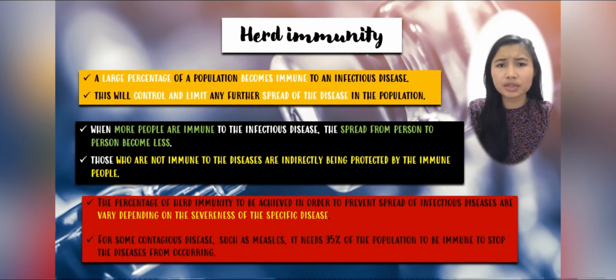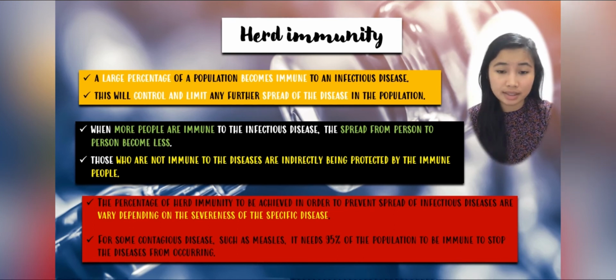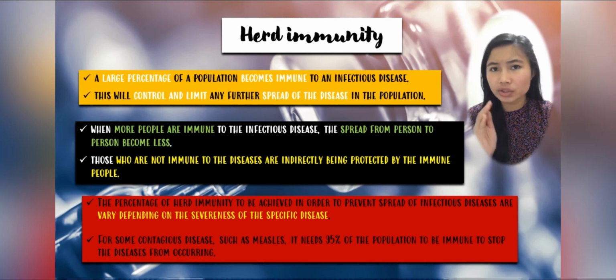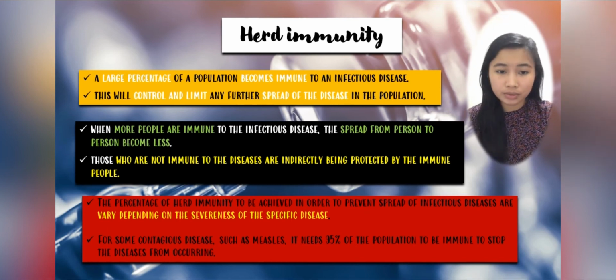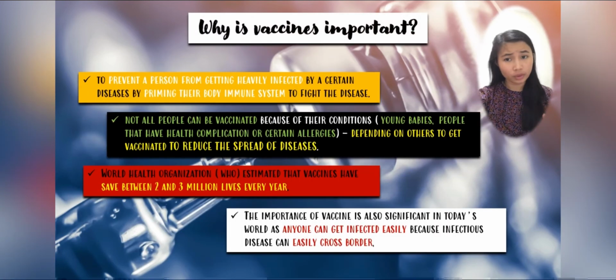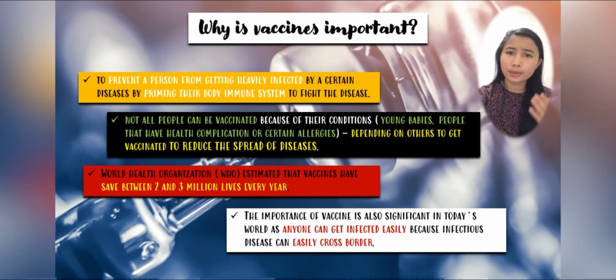The percentage of herd immunity to be achieved in order to prevent the spread of infectious disease varies depending on the severity of the specific disease. For some contagious diseases, such as measles, it needs more than 95% of the population to be immune to stop the disease from occurring. Therefore, why are vaccines important?